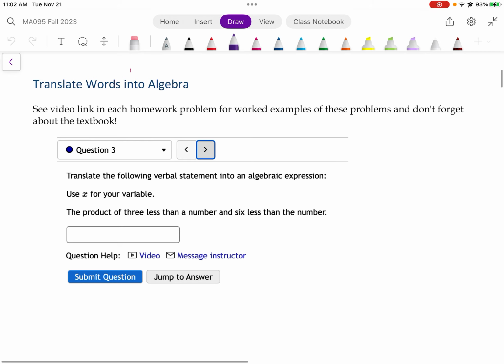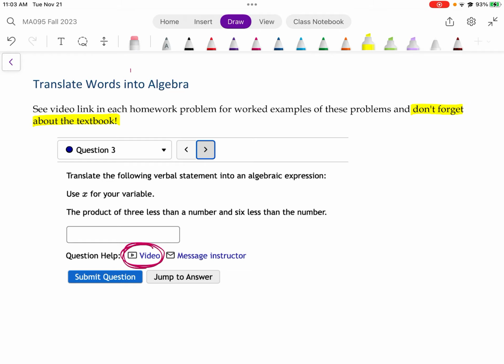All right, so the first topic is translating words into algebra. So here's an example of a problem like this. I am not going to talk about these because every single one has a video example with it. A couple of videos are the same, but many of them are different. So just keep looking at the different problems, and they have some different videos. So lots of examples there for you. Also, don't forget about the textbook. The textbook has a bunch of things for you to work on in there too, and example videos and things like that.